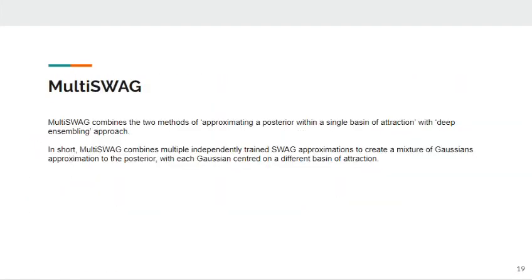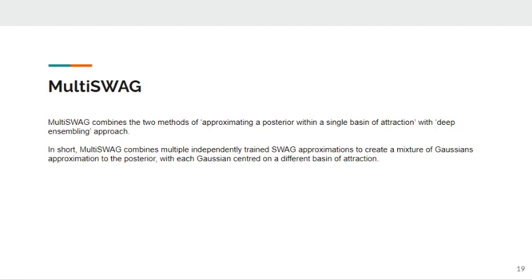And we have MultiSWAG, which combines the two approaches of approximating a posterior within a single basin of attraction with the deep ensembling approach. It's a method inspired by deep ensembles, which marginalizes over basins of attraction, achieving improved performance with a similar training time. Most Bayesian deep learning methods instead focus on approximating a posterior within a single basin of attraction. MultiSWAG combines it with the deep ensembling approach.